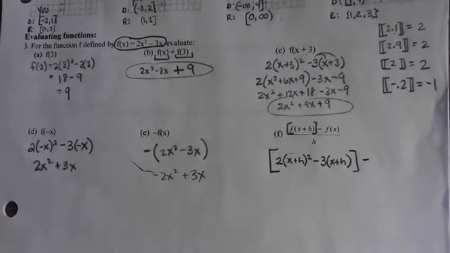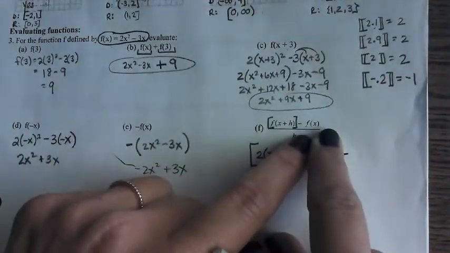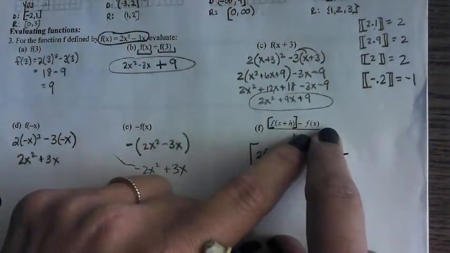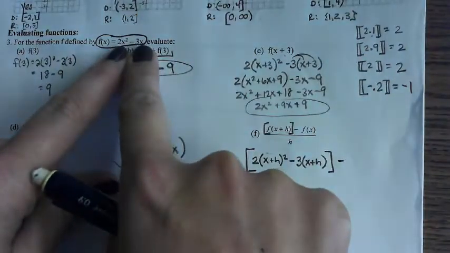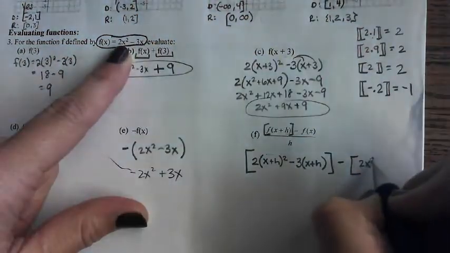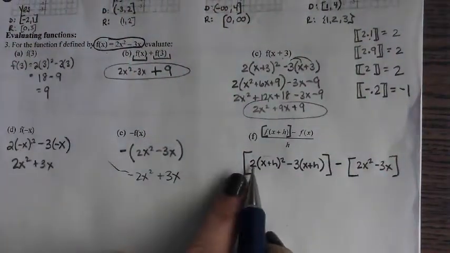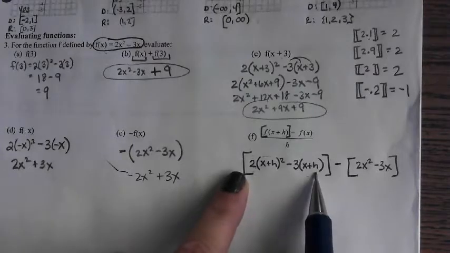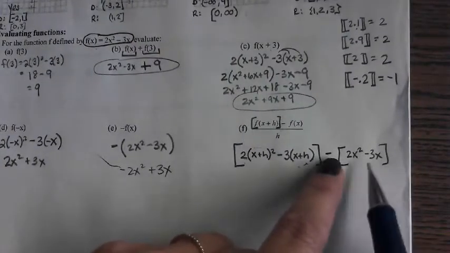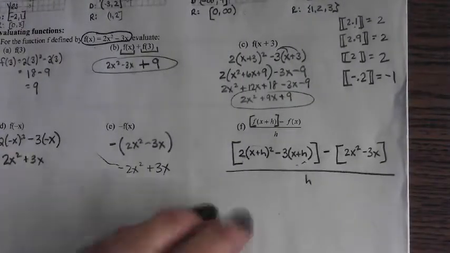All right. So now that's my first part. Minus f of x. Now here you really don't need to do much. f of x was given to us. We just have to subtract the equation, 2x squared minus 3x. So here's f of x plus h with the x plus h plugged in, minus f of x as is, all over h, and we just have to simplify this.